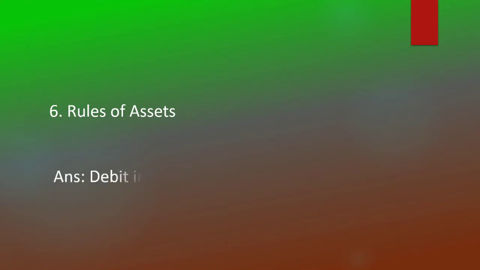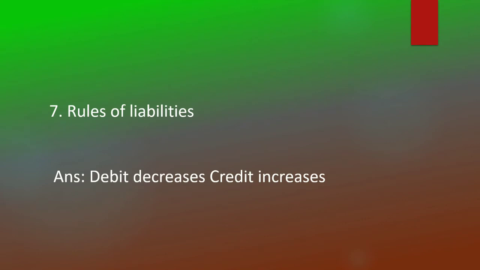Rules of asset. Asset debit ചെയ്യുമ്പോൾ increase ആവും, credit ചെയ്യുമ്പോൾ decrease ആവും. Debit increases, credit decreases. Rules of liabilities. Liabilities debit decreases, credit increases.